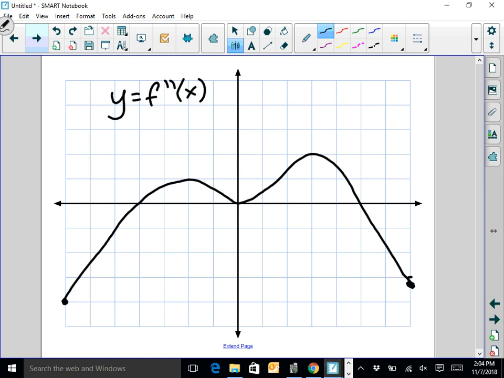So let's go ahead and number our axes just like we did last time. Again, the second derivative is really good at telling us about concavity and inflection points. Okay, so let's take a look. Once again, this graph is only defined on -7 to 7.